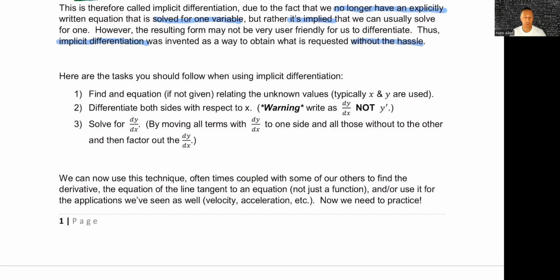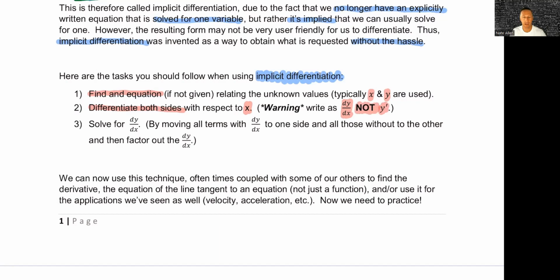So I just wanted to give you 3 things to leave you with, and these are how to attack an implicit differentiation problem. And that is, first and foremost, find an equation, if it's not already given, relating the unknown values, typically our x and y. Then differentiate both sides with respect to whatever they ask you to, typically, again, our x value. And as a warning, remember, do not write it as y prime, but write it as dy over dx. It's easier to lose the y prime than it is the dy over dx.